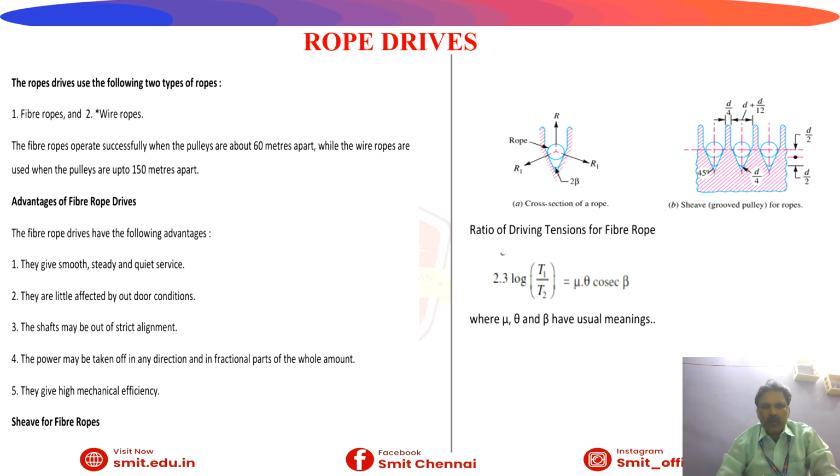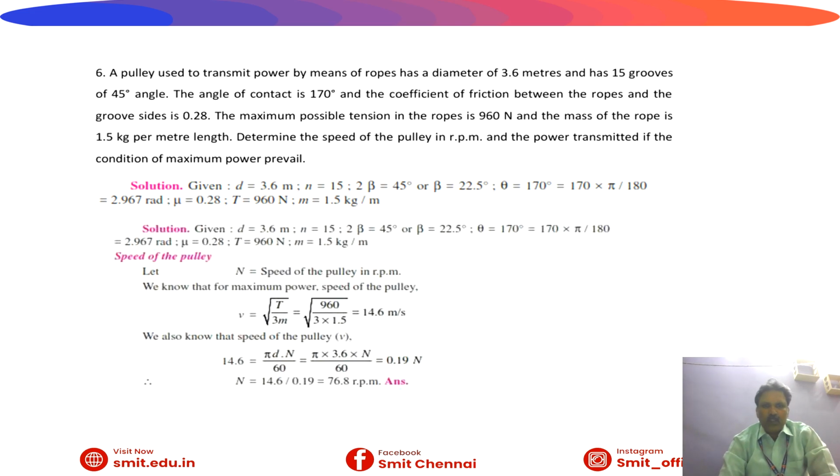Then we have the formula, which we already discussed in belt drive. We have the formula 2.3 log of T1 by T2 equal to mu theta. For rope drives, we will be using mu theta cosecant beta. That is the only change we have to use in this. So this is the formula shown in the slide. Based on the formula, we have this problem.